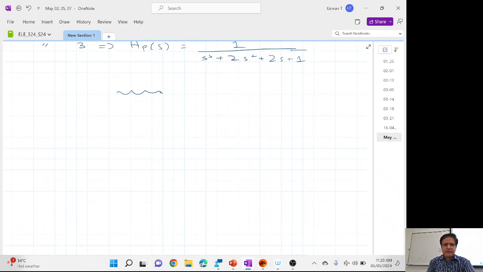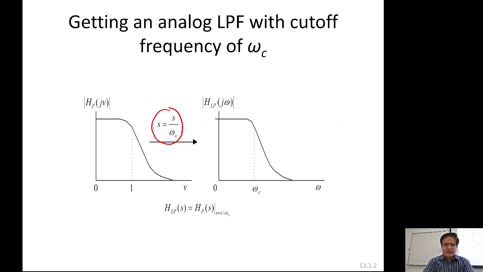What's nu in this case? It's not v, it's nu. It's the frequency axis. Sometimes we use nu for the frequency axis, and sometimes we use omega. The reason we use nu here is just to show that this is for a filter whose cutoff frequency is 1 radians per second.